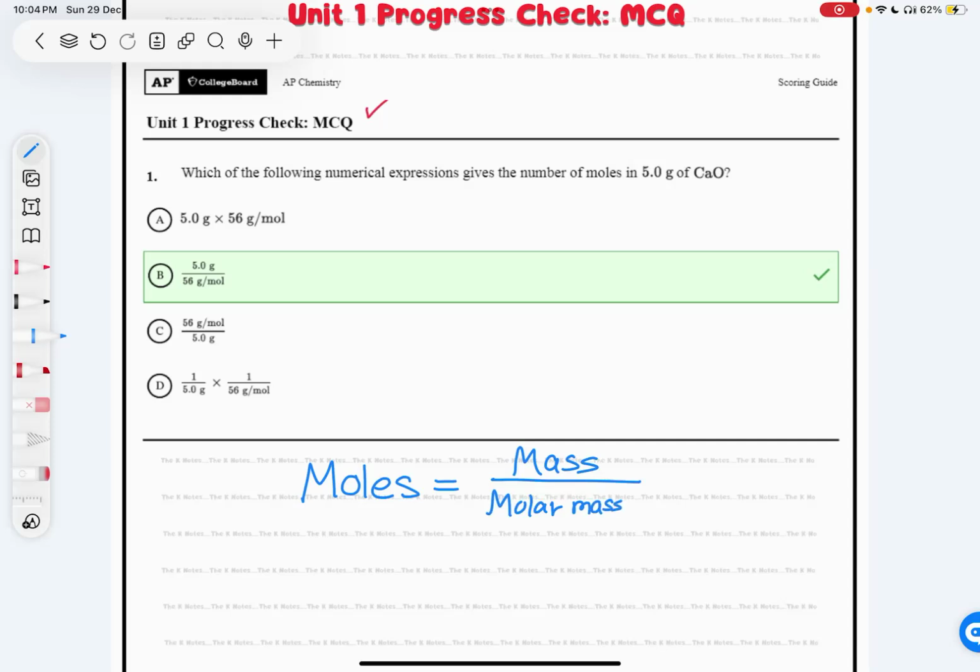We have the number of moles required to find. We have the mass as 5 grams, and calcium oxide molar mass is 40 plus 16, so that's equal to 56. So this means that in order to find the number of moles, we have to divide the mass, which is the 5 grams, by the molar mass, which is the 56 grams by mole, and this is the correct answer.